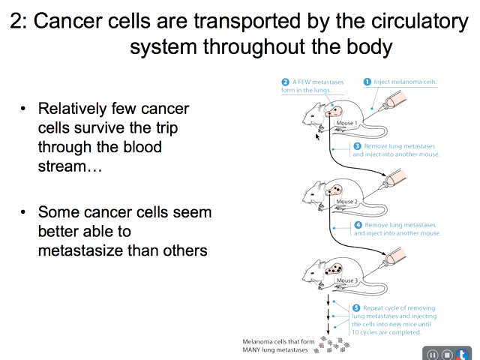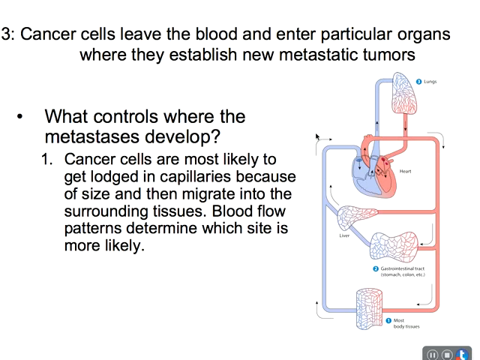So this is survival through the bloodstream. The next one is where are they going to wind up? So how they enter into a particular location. It's interesting. What controls where the metastases will develop, where these new tumors will form? Two things that can control this. First off, cancer cells are most likely to get lodged in capillaries. Capillaries are the very tiny little extensions of blood vessels. Those capillary beds are where an individual cell is most likely to get lodged into the capillary, not be able to move, and then exit to form a new tumor.